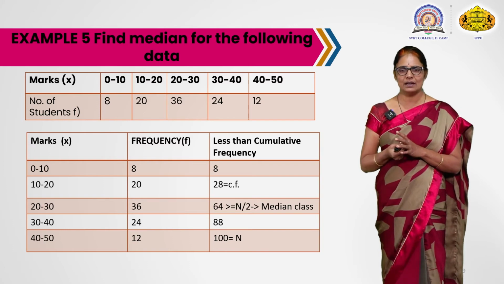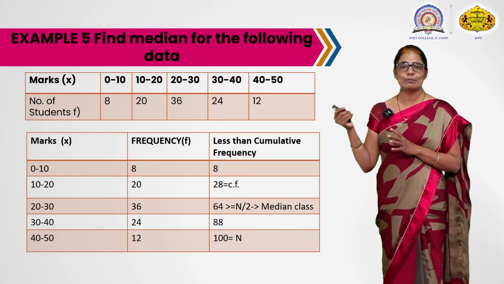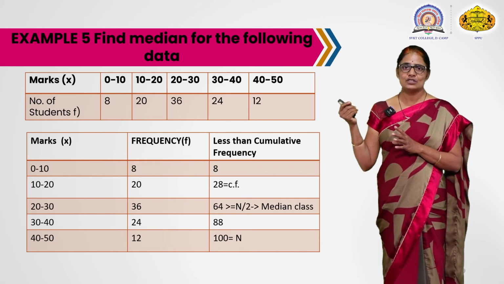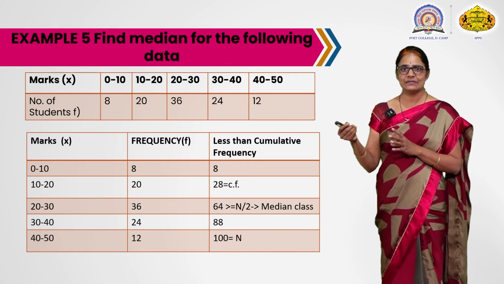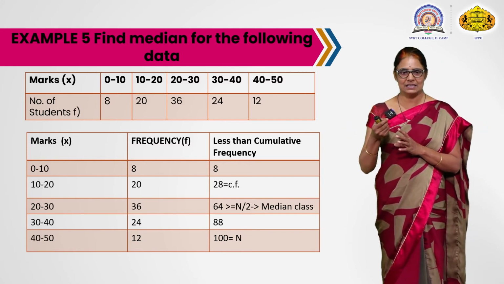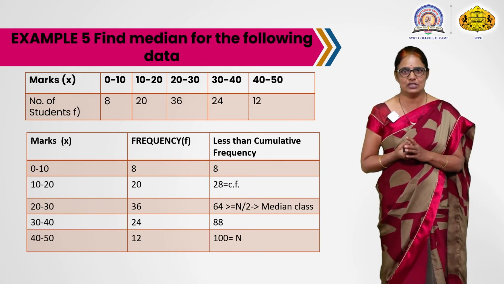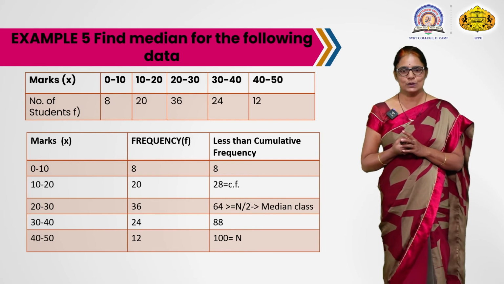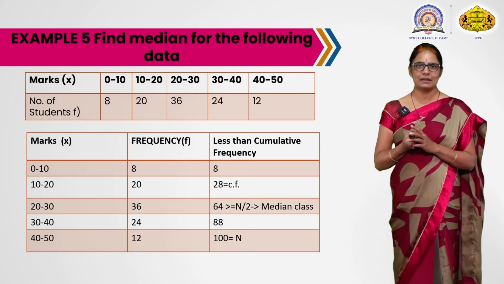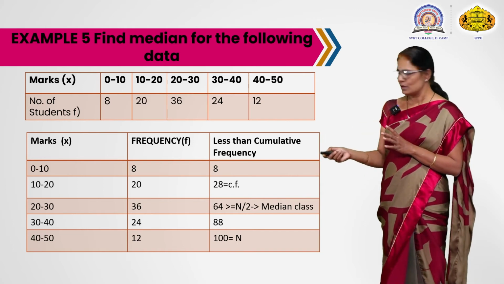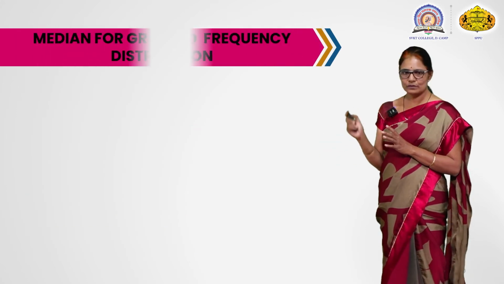So to find the median class, we first find N by 2. Here N is 100, so N by 2 is 50. Check the frequency which just exceeds 50, and that is in the third class, that is the 64 frequency. The less than cumulative frequency is the frequency which just exceeds 50. So the corresponding class, that is 20 to 30, is called the median class. Since we have got the median class here, we now write all the values of the formula.